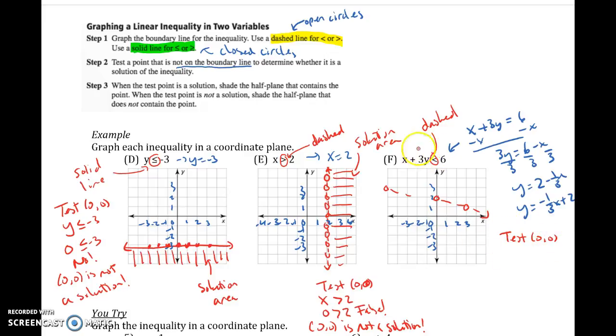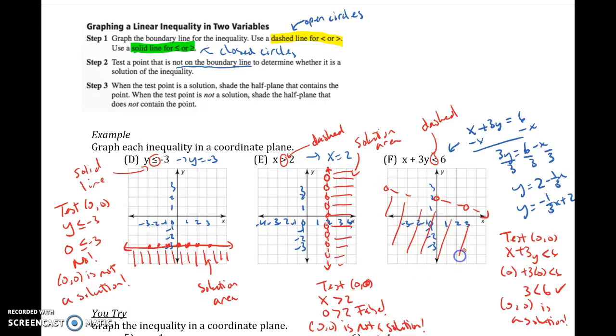And I'm going to test the original problem, x plus 3y is less than 6. So I'm plugging in 0 and 0. So 0 is less than 6, that's true. So 0, 0 is a solution. That means I want to shade the side that includes 0, 0. So I'm going to go below. And this is it. All right. So that's how we basically graph inequalities.